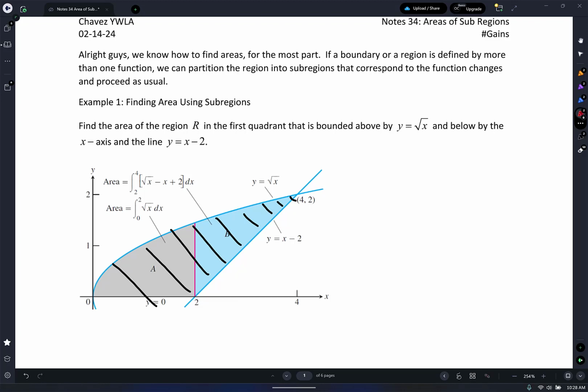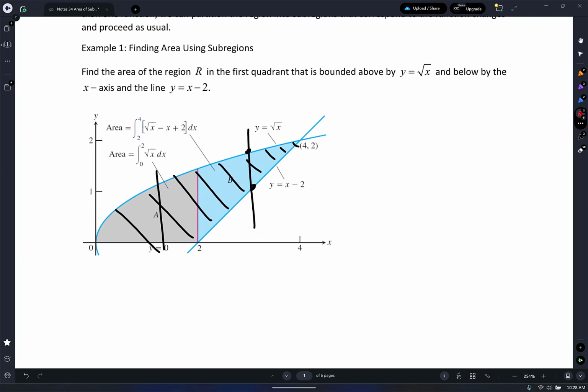I want you to recognize that there's two different distinct colored regions. The region in gray is just the square root of x from 0 to 2. And the region in blue, the top curve is the square root of x, and the bottom curve is the linear line x minus 2. So I usually like to do a vertical line so I can see what's top and what's bottom. And on this one, it's just the square root of x. And I guess if you want to count y equals 0 as a line, so minus 0, if you wanted to. So here we go.